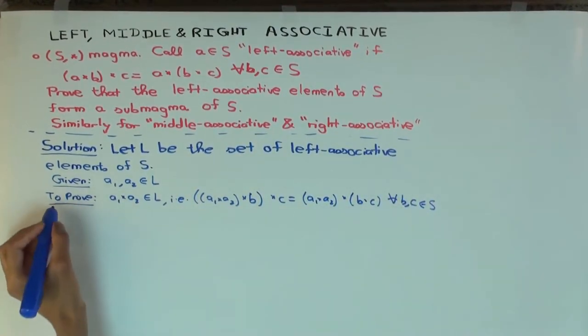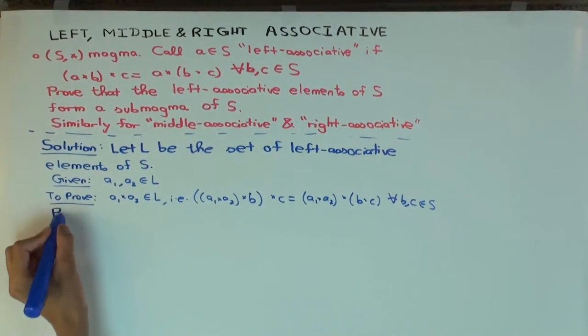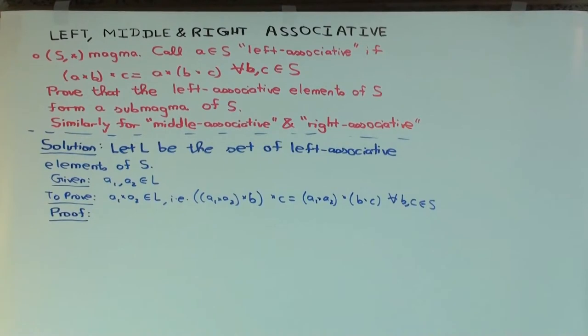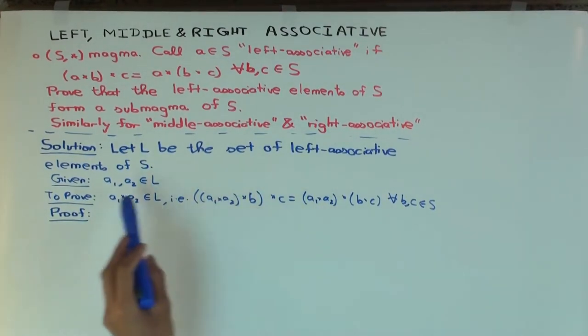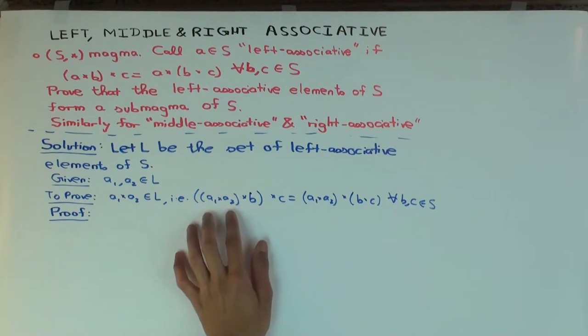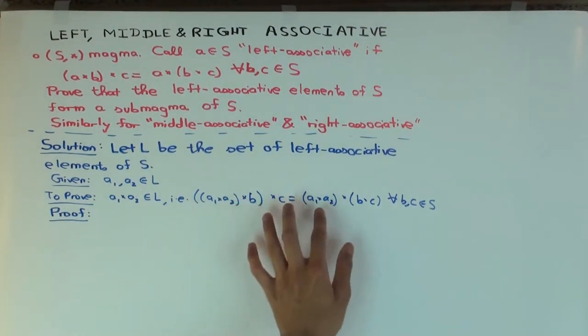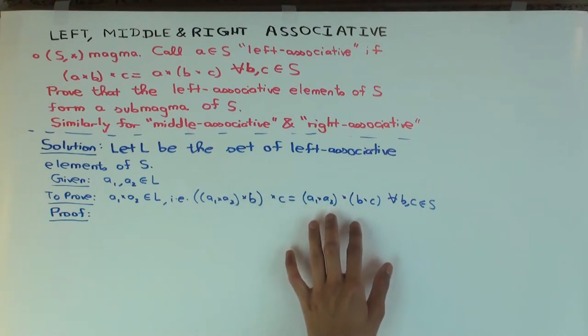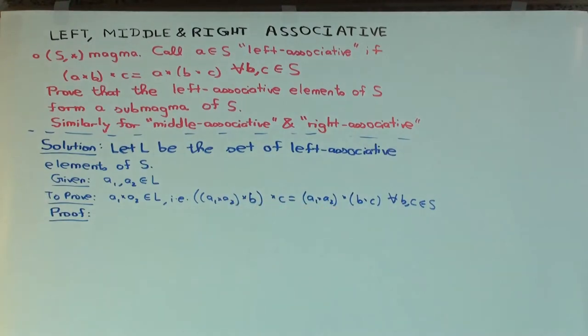And what can we use in the proof? We can use that A1 is left associative and A2 is left associative. So we want to somehow get from here to here using that A1 is left associative and that A2 is left associative. Okay? But we cannot use that A1 star A2 is left associative. So you cannot directly just move the brackets around, right? So now what does this remind you of?